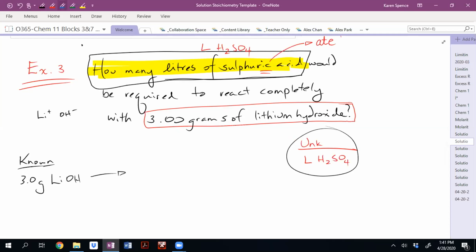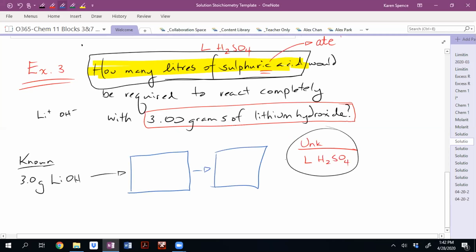Could you repeat the question? Oh, yes, certainly. What is our first step going to be? What are we going to convert grams of lithium hydroxide into in order to get closer to finding our unknown? Yeah, we're going to convert it into moles. So we want to find the moles of LiOH.